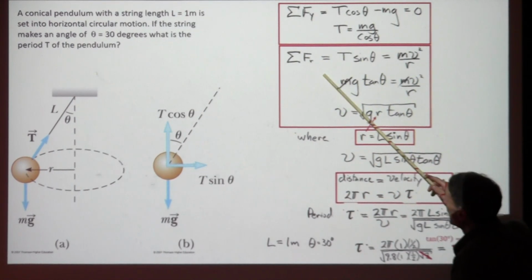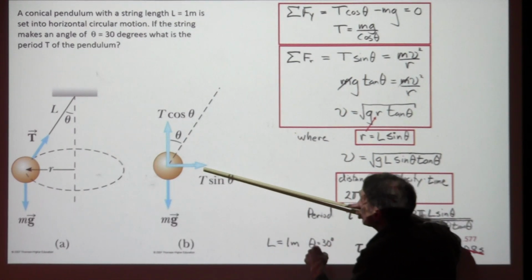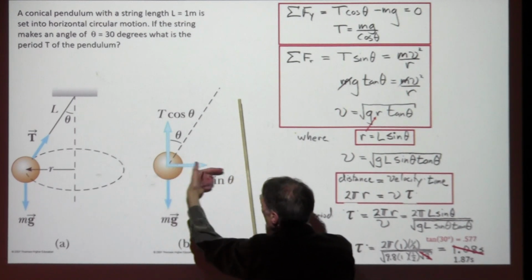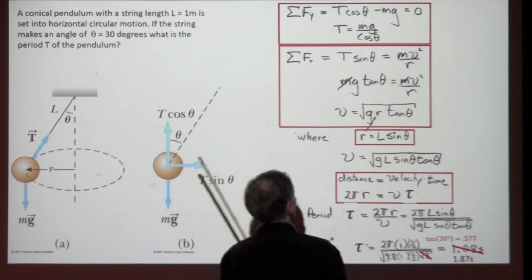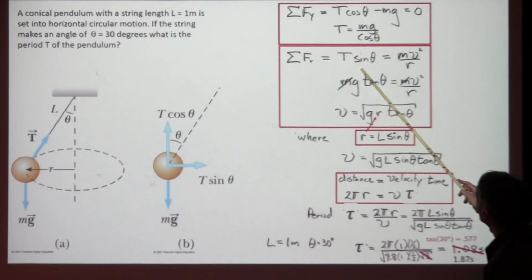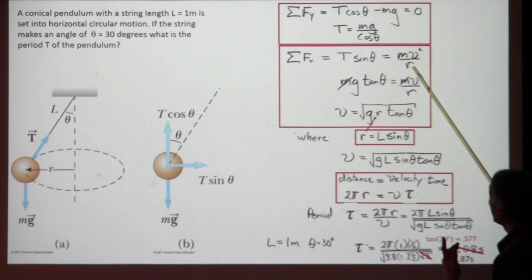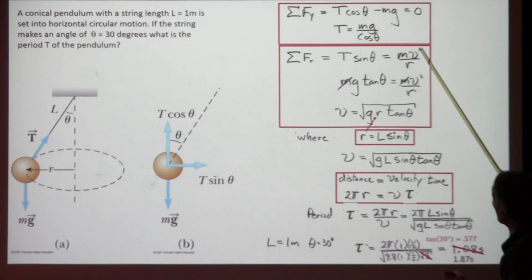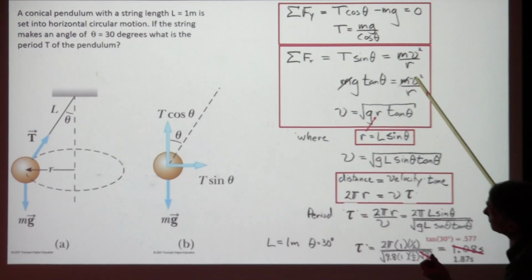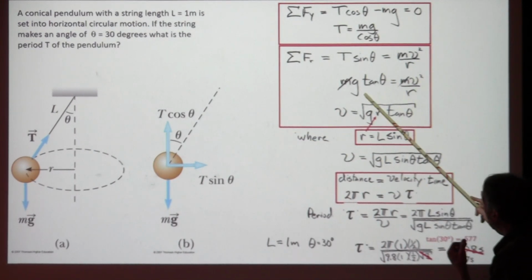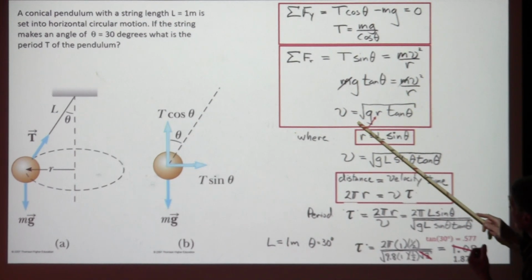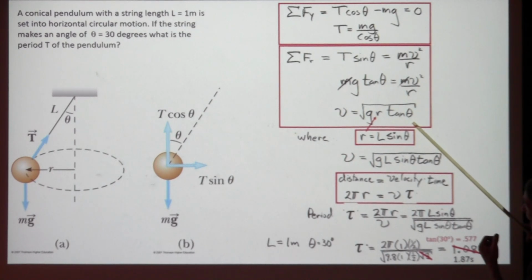Sum of the forces in the radial or centripetal direction: the center of the curve is over here, back in this direction, and so that's going to be T times the sine of theta. That should be equal to ma. For circular motion, the acceleration was v squared over r. He didn't tell us the mass of the ball, but we could cancel that, and then we can certainly get the speed that the thing is going around.